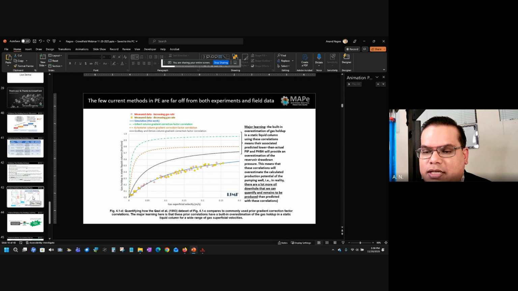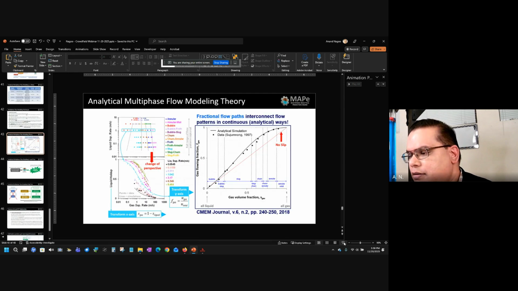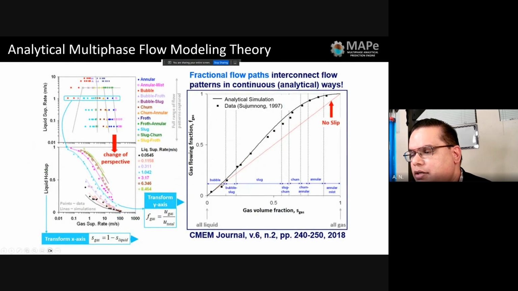I mean, this was not a slide that I presented, but there's some extra materials here, and this is the whole idea. The pi fractional flow breakthrough is that you are interconnecting flow patterns in smooth, continuous, and differentiable analytical ways. That has never been done before.